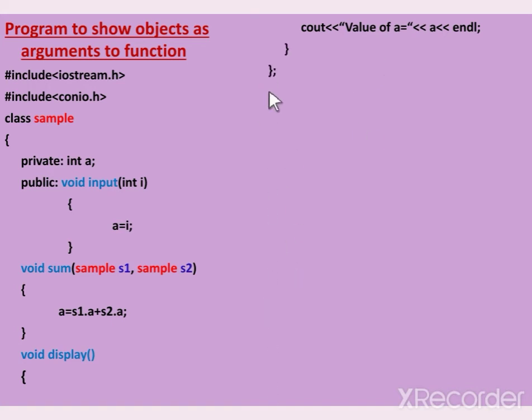So here we have finished the class definition. Next, the main function. Sample S1, S2, S3: declaration of objects. We need to create objects S1, S2 and S3. These three are what? Objects. We can create any number of objects, that depends on the requirements of our program.